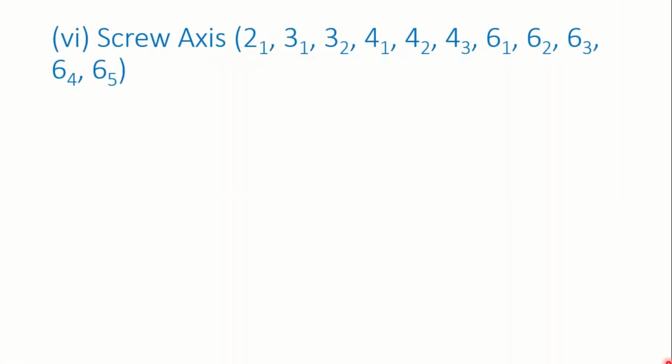Now the 6th symmetry element, which is internal in nature, is screw axis. Screw axes are of 11 types: 2_1, 3_1, 3_2, 4_1, 4_2, 4_3, 6_1, 6_2, 6_3, 6_4 and 6_5. So 11 set of screw axes for each axis. For A axis there are 11 set, for B axis 11, C axis 11. Overall there are 33 screw axes.